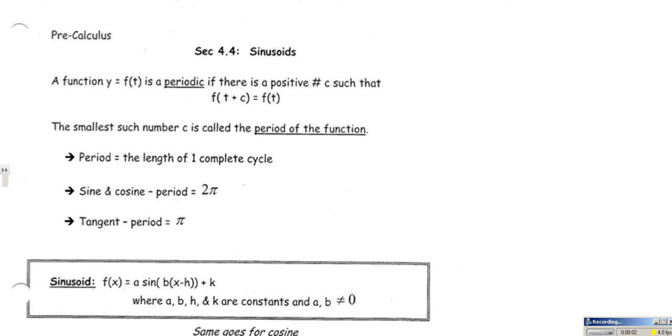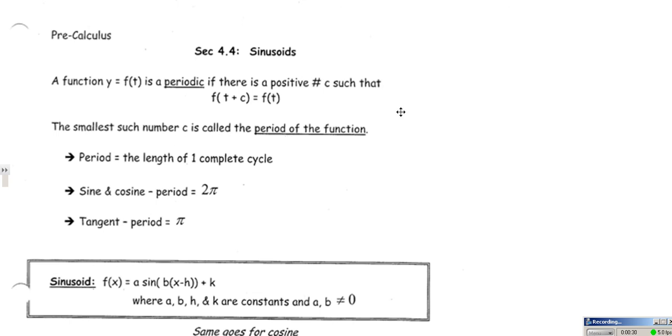All right, in this lesson, we're going to talk about our sinusoidal functions, our sine and our cosine functions, if we were to graph them on a coordinate plane. It's important to note that our sinusoidal functions are periodic. A function is periodic if there is a positive number c such that f of t plus c equals f of t. The smallest number c is called the period of a function.